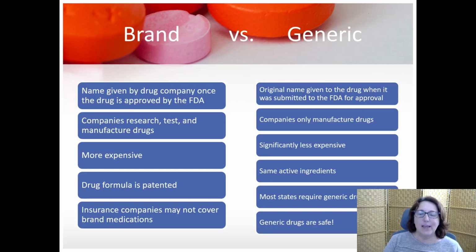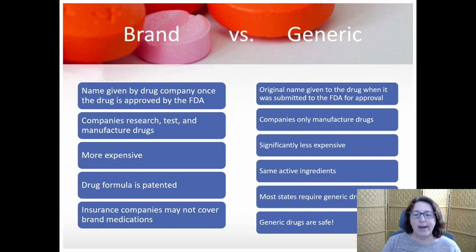Okay, back to generics. So these companies don't spend money on research or advertising, so the costs are significantly less, and that makes the drug more cost effective for the consumers because the companies just manufacture the drug. They're not doing all the research into other drugs. They don't even advertise because it's a generic. They have the same active ingredients. So those active ingredients are bioequivalent, or the same. However, inactive ingredients may vary. And this can cause some alterations in the drug, such as how the drug is metabolized.